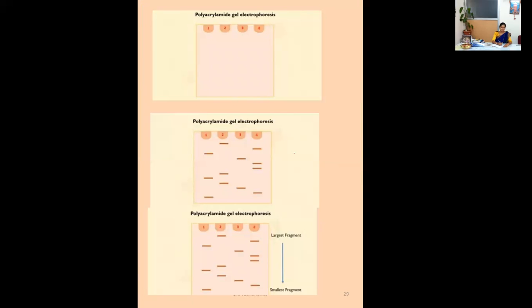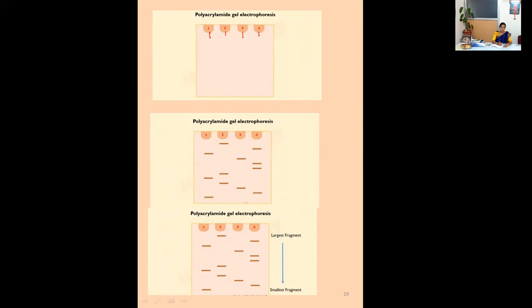Once the reaction tube incubation is done, the contents of the reaction tubes are poured into these particular wells. The first reaction tube will always be in this well, the second reaction tube in this well, then the third reaction tube and the fourth reaction tube. After that, it is run through electrophoresis under the polyacrylamide gel electrophoresis.